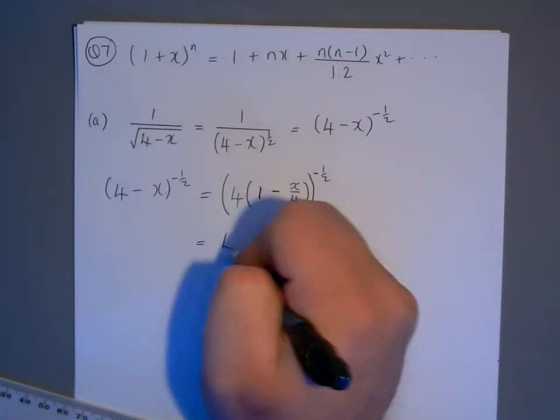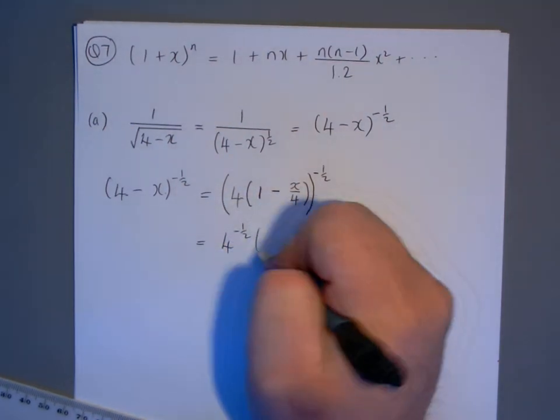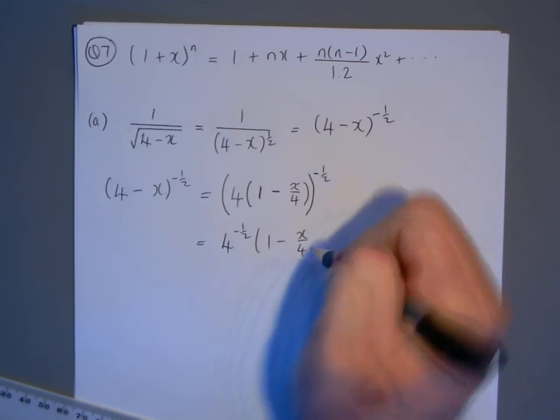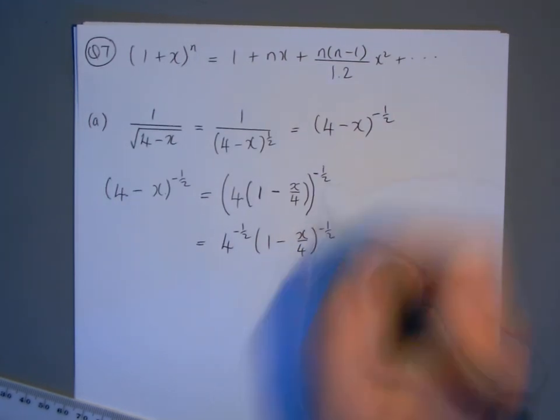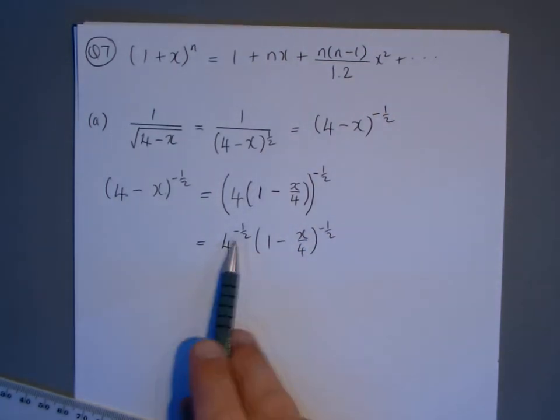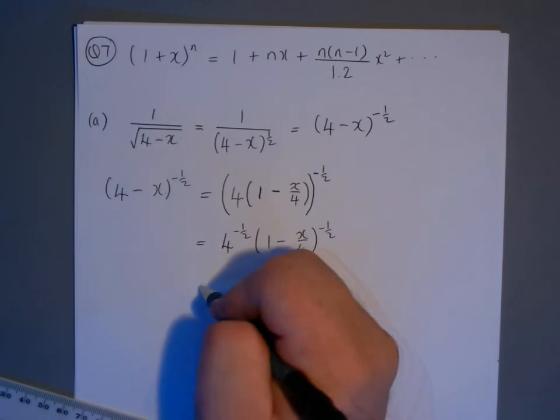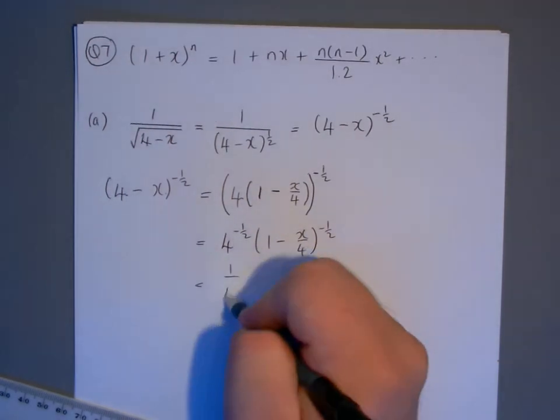So this will be 4 to the power negative half, bracket 1 minus x over 4 to the power negative half. And then this can be worked out, because 4 to the negative half is just 1 over 4 to the power half.